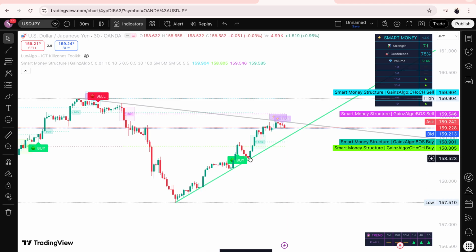It's following this trend, and you can see this is an automated strategy. Yeah, you have no need to struggle. You just need to apply the strategy, and it will give everything for you. And it also shows you the strength of the market, confidence, volume, and maybe at which time frame it is bullish or bearish.